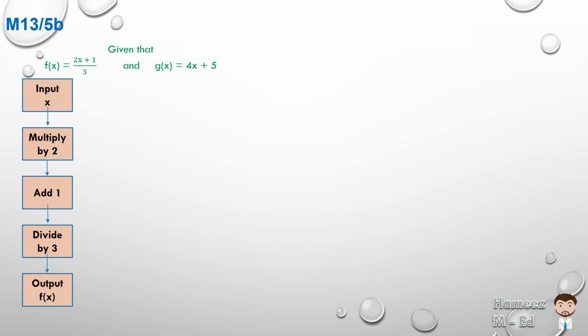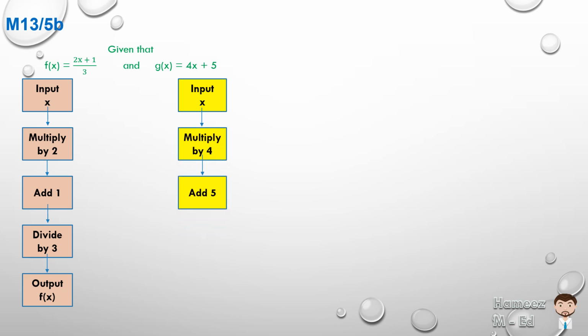And we have another function g of x, which is equal to 4x plus 5. That means that the input is x, that's a yellow box now. We're multiplying by 4 first, that will give us 4x, and we're adding 5. And that will be our output g of x.